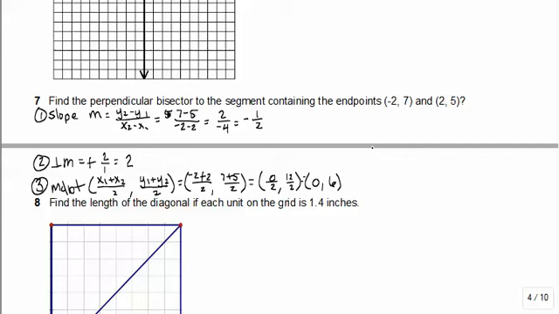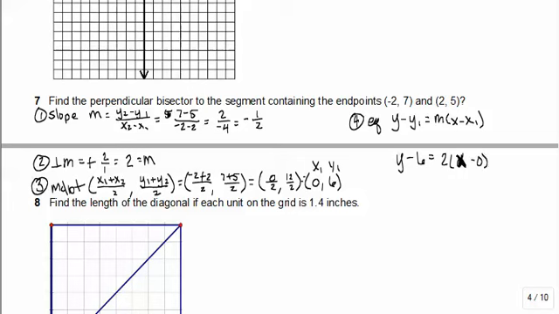So now we're going to use all this information to finally find our perpendicular bisector. The fourth thing is plug it into the equation: y minus y1 equals m times x minus x1. This is our m, this is our x1, this is our y1. So it will be y minus 6 equals 2 times x minus 0. So y minus 6 equals 2x.